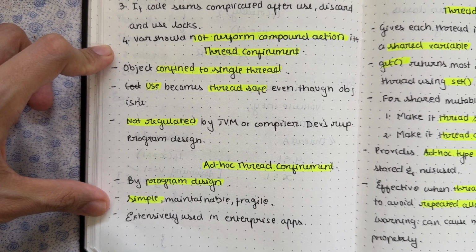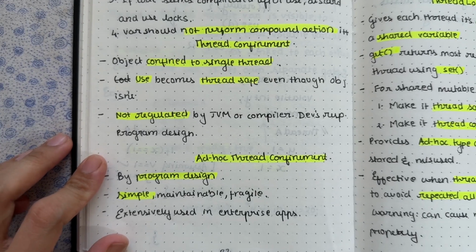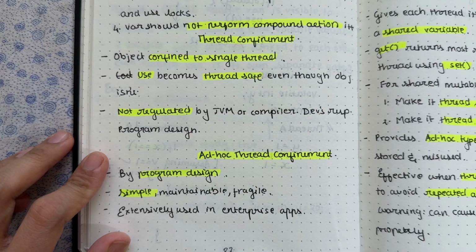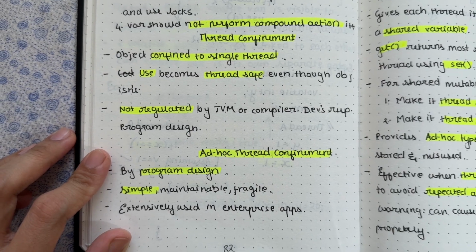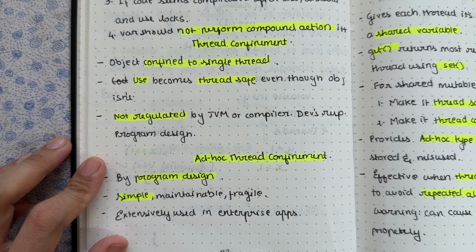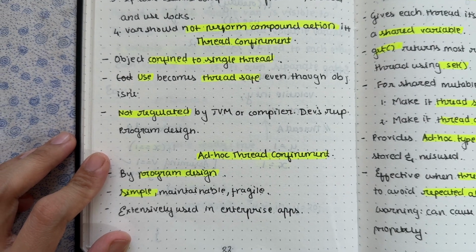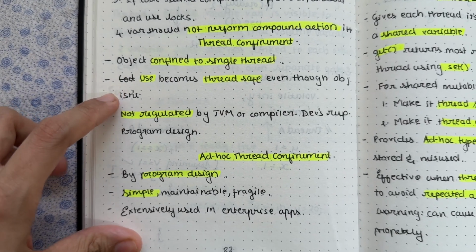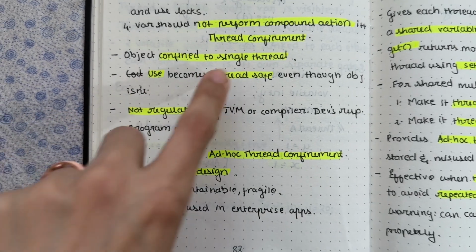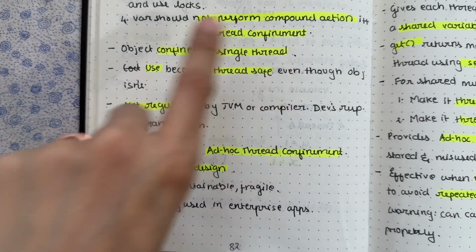So how does my code work? That is because the framework assigns a single thread for each request and my code stays confined to that thread. So even though all the threads use the same code, each thread gets its own stack and local variables. So that's what makes the usage of my code thread safe even though the objects aren't. That is what is called thread confinement.